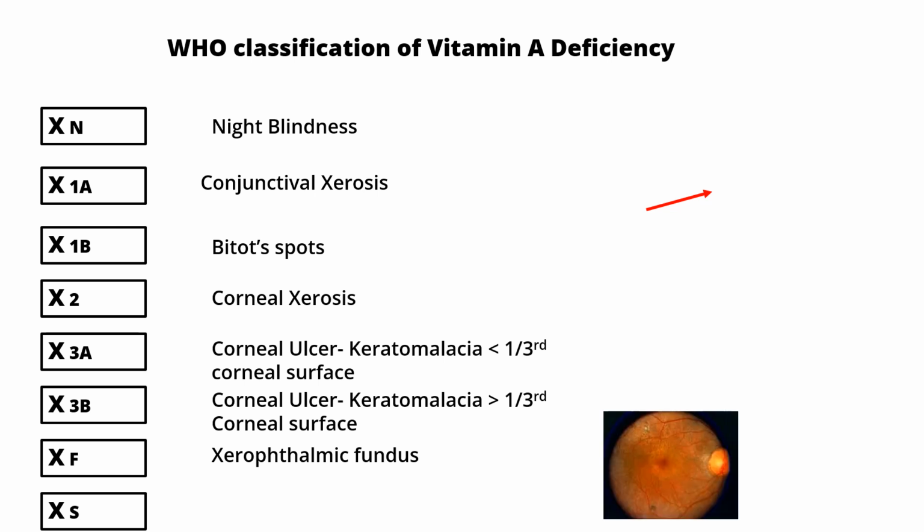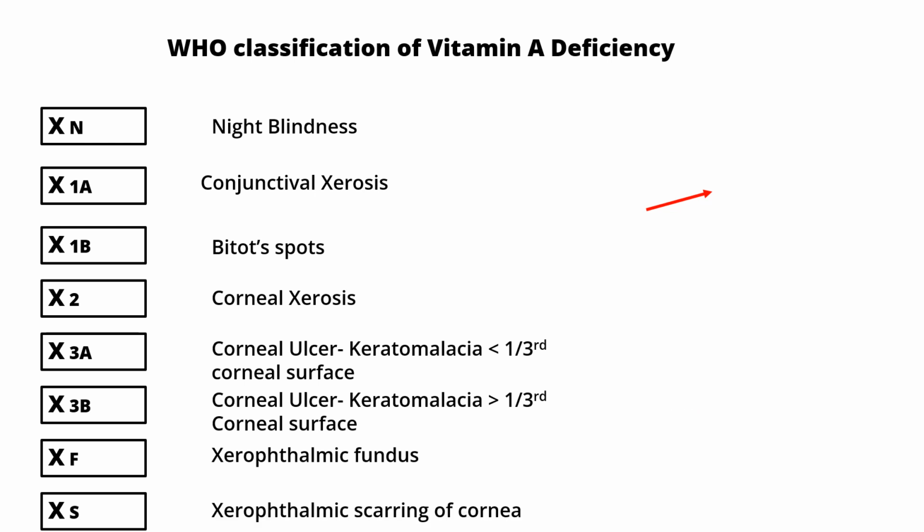XF is a xerophthalmic fundus, where we see salt and pepper fundus findings, and XS is xerophthalmic scarring of the cornea, where it has already gone through the corneal ulcer stage and has healed, leading to scarring of the cornea. If the corneal involvement is there, the vision can reduce, and usually vitamin A deficiency affects children, and this results in corneal blindness in children. So it's very important to identify vitamin A deficiency, treat it, and also prevent it.